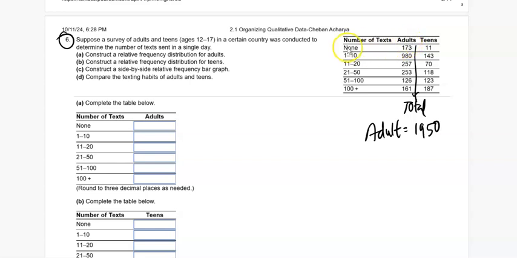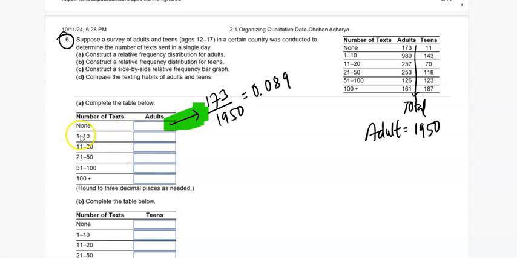Now, how many adults sent none of the texts on the single day? 173. So to find the relative frequency of these adults here in the first box, you divide 173 divided by 1950. Round your answer to 3 decimal places as needed. You get 0.089.